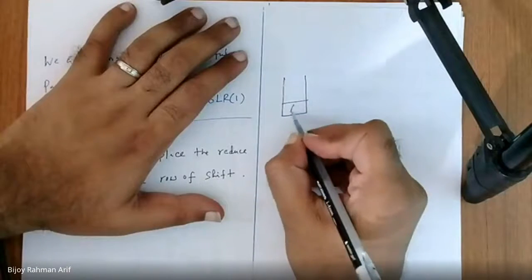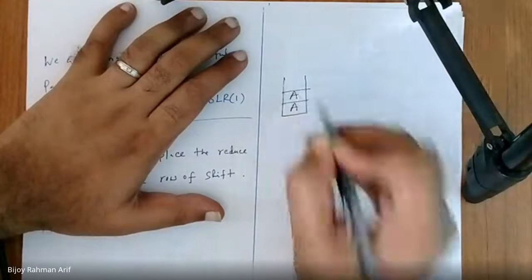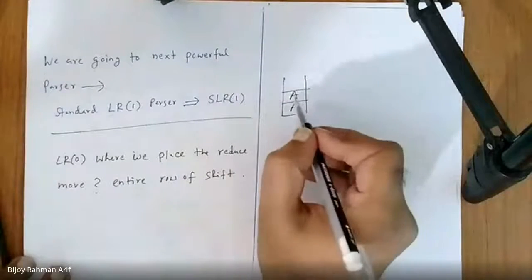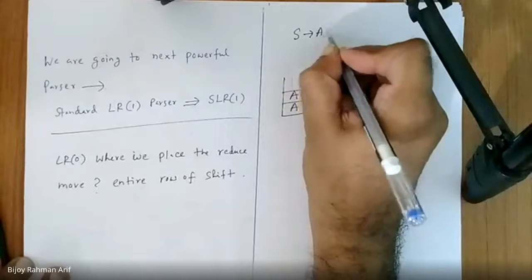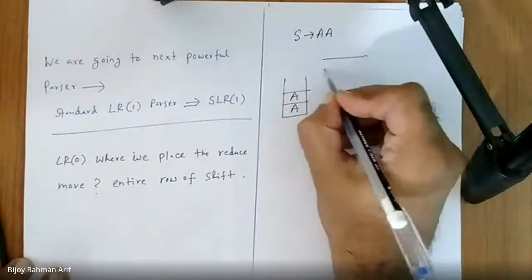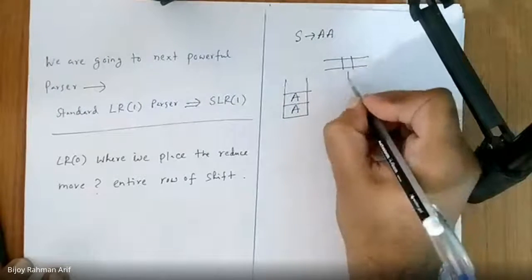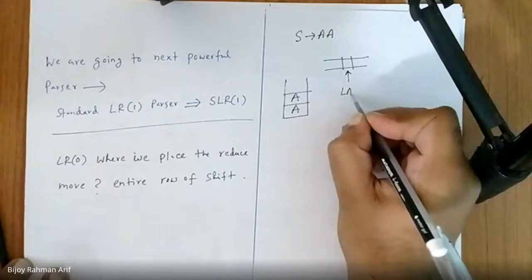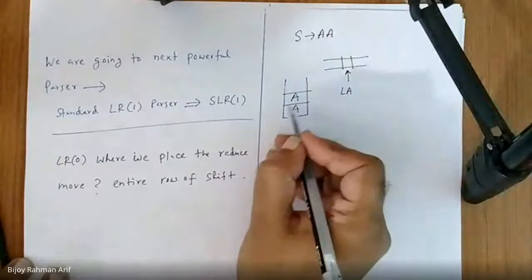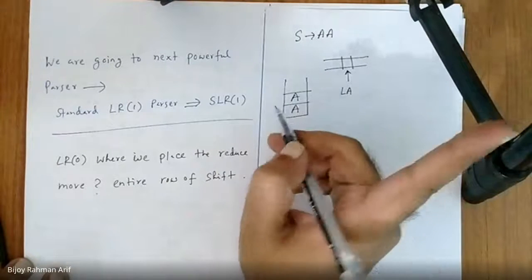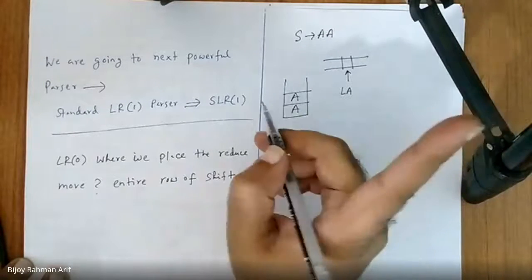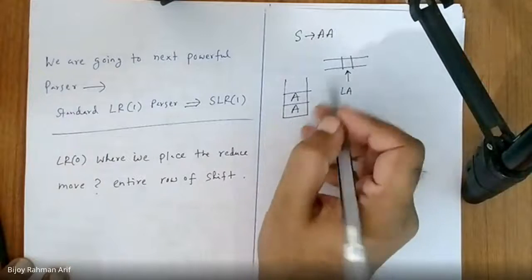Let's assume in my stack there is AA. I have a production S derives AA. Now my buffer is pointing to somewhere. This is my lookahead. So you are trying to reduce this one. Am I right? This double A is going to be reduced to S.